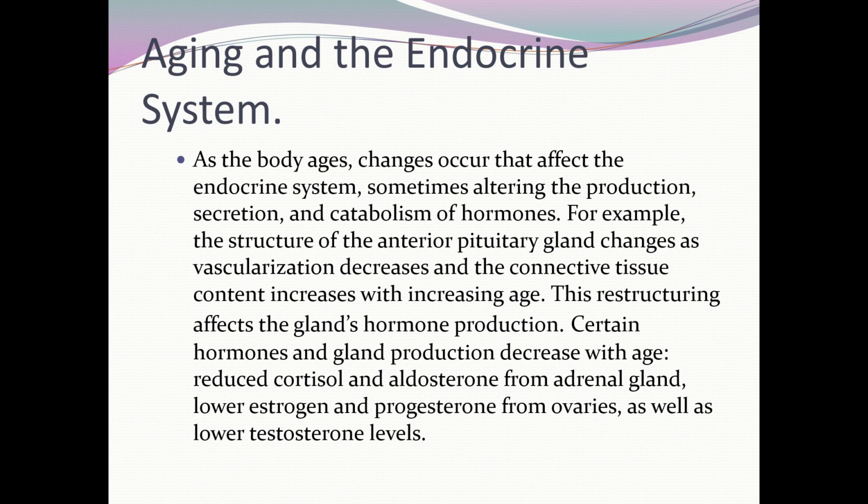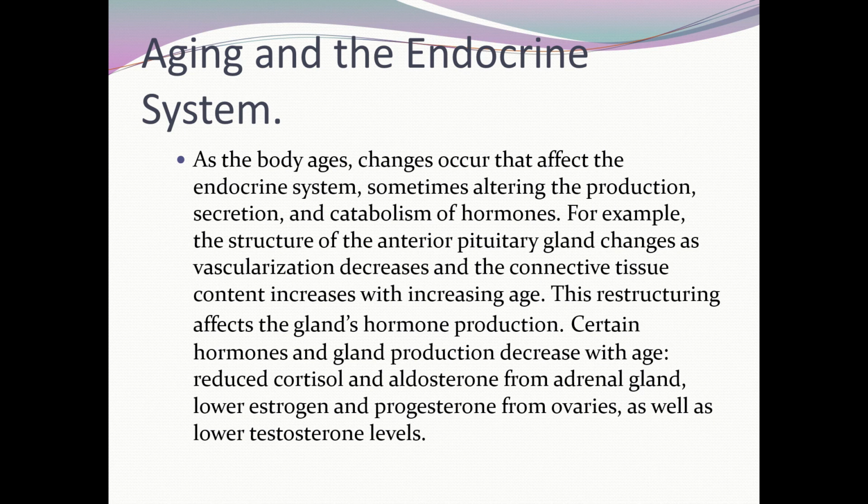Aging in the endocrine system. As the body ages, changes occur that affect the endocrine system, sometimes altering the production, secretion, and catabolism of hormones. For example, the structure of the anterior pituitary gland changes as vascularization decreases and the connective tissue content increases with increasing age. This restructuring affects the gland's hormone production.